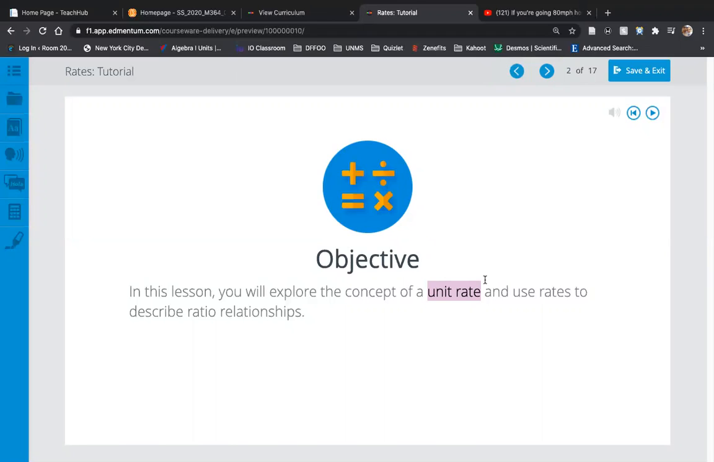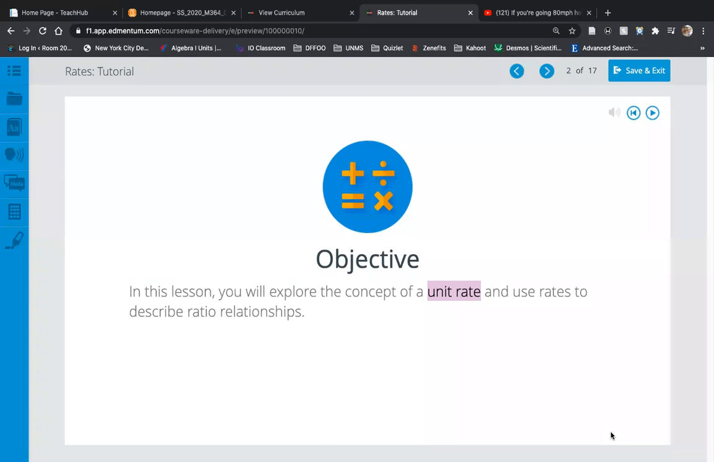So after 2 hours, how far would the car have gone? Feel free to use the chat, say it out loud. Okay, good. So Sissy asked, how did we get 1 hour?